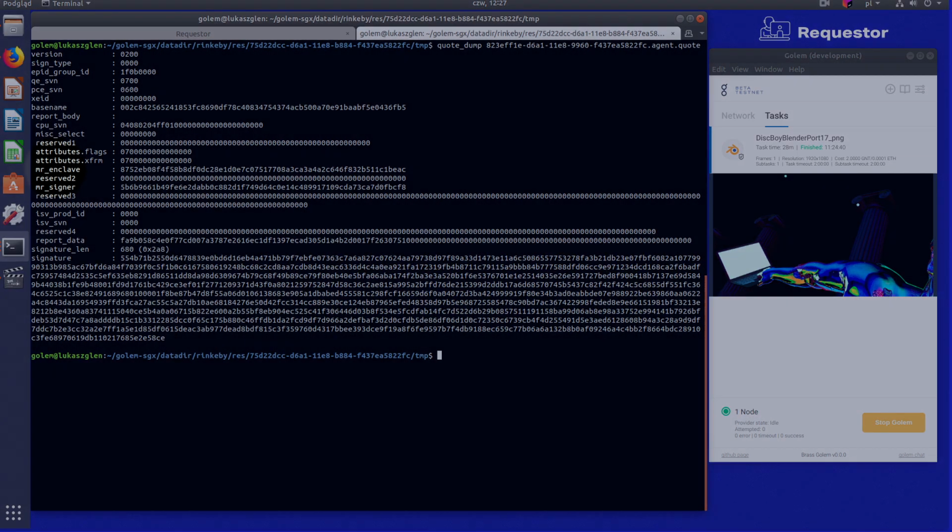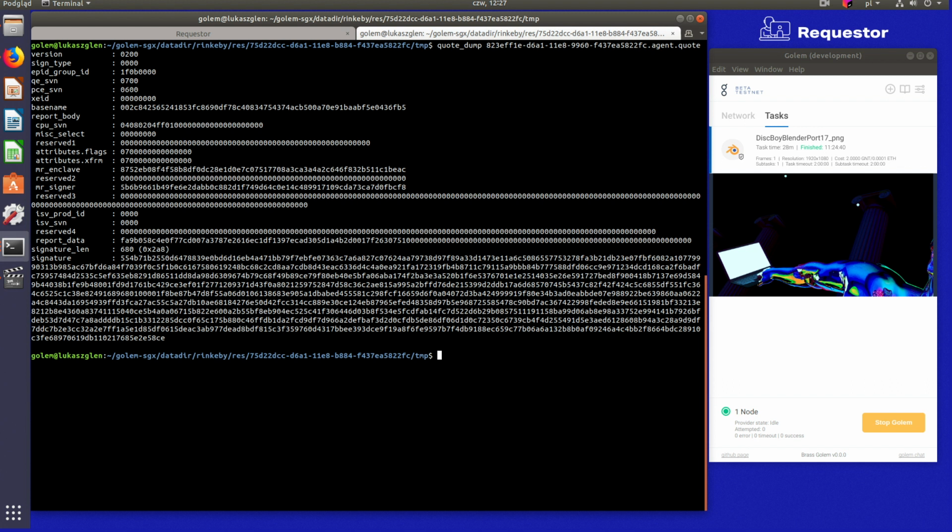The quote contains the enclave's hash. This way, the requester knows that the provider runs the enclave that was ordered by the requester. The requester needs to know the enclave's hash a priori.